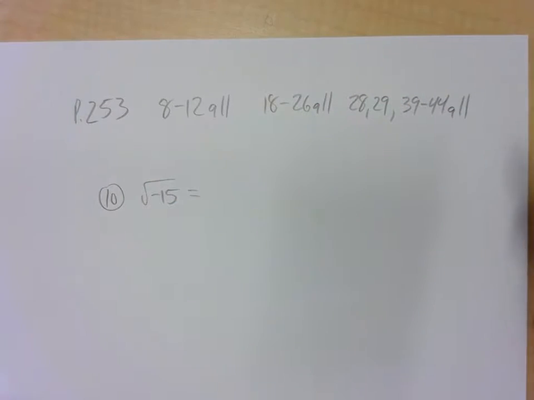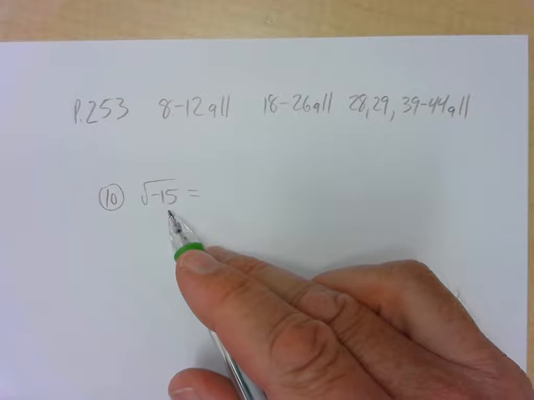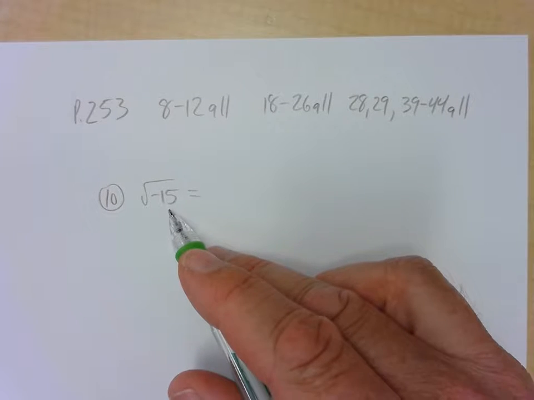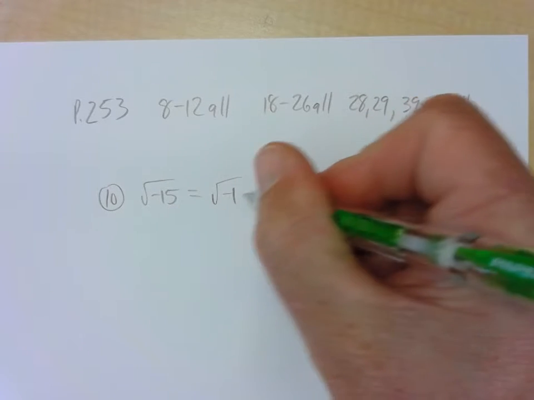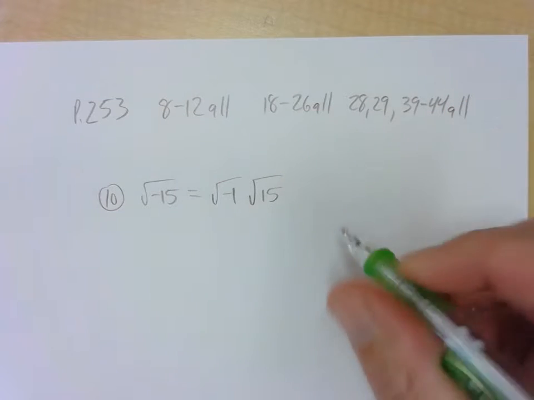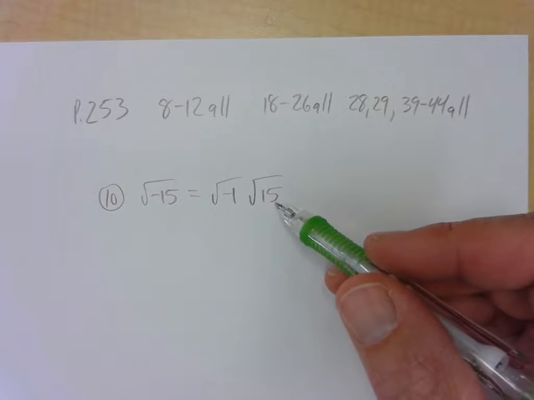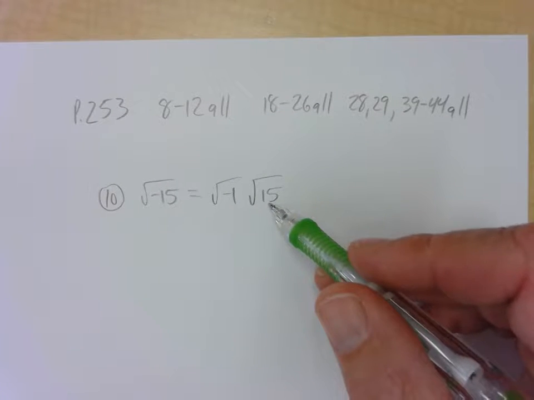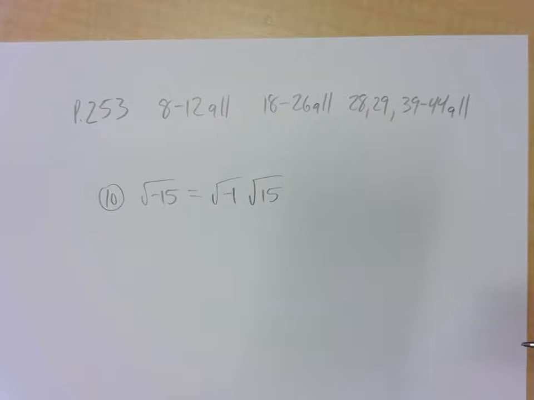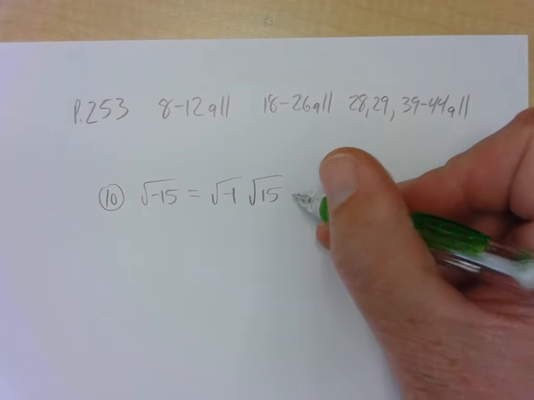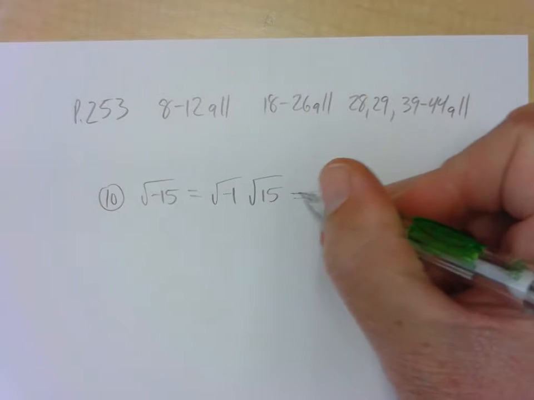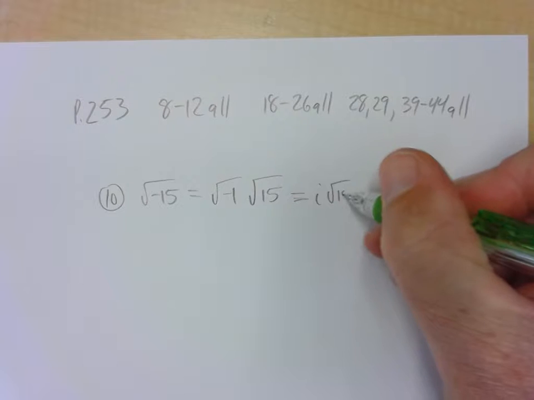So we're going to break that up into two parts, because 15 doesn't have any perfect squares that live inside of it. So it's the square root of negative 1 and the square root of 15. If I could break 15 down, I would, but I can't because no perfect squares live inside of it. So 15 is kind of a dead end because 3 and 5, you can't take the square root of them. And so the answer to this one is i radical 15.